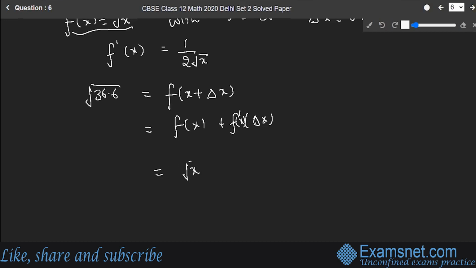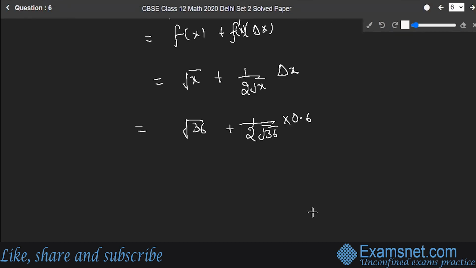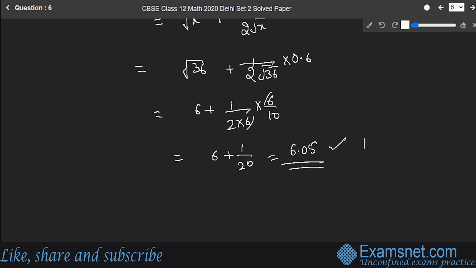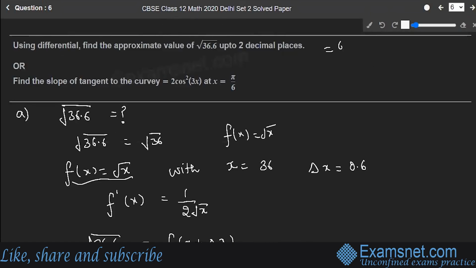This is equal to root x, and this was equal to 1 upon 2 root x into delta x. This is root 36 plus 1 upon 2 root 36, and delta x was equal to 0.6. This is 6 plus 1 upon 2 into 6 upon 6 into 10. So this will cancel. You will have 6 plus 1 upon 20, which is equal to 6.05. So this is the approximate value for up to 2 decimal places for root 36.6. Hope you understood that. So this is equal to 6.05.